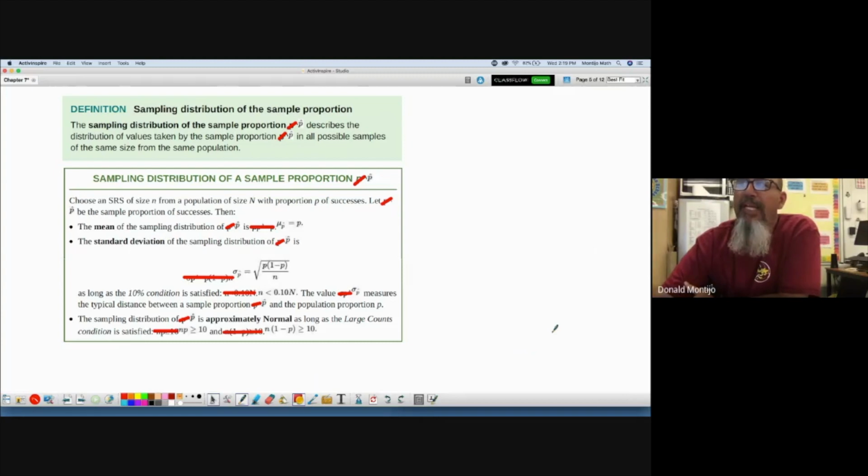The sampling distribution of the sample proportion p hat describes the distribution of the values taken by the sample proportion p hat in all possible samples of the same size from the same population. So say we know the answer to the population. We know that 37% of the Americans watch Survivor.